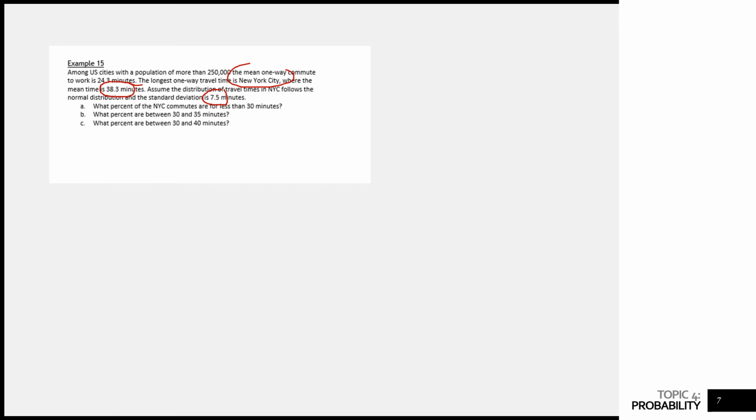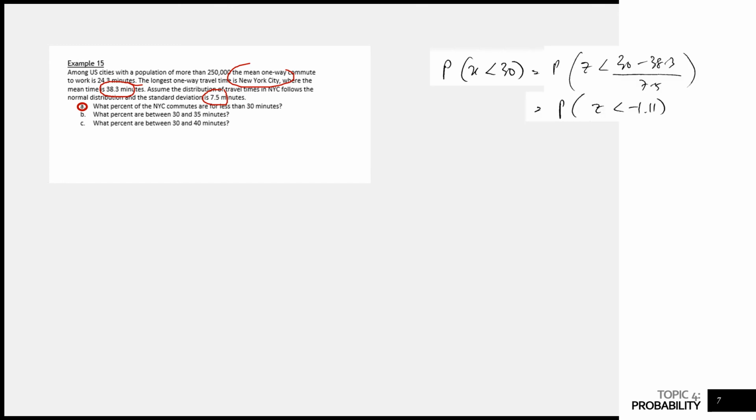Let's look at question A. What percent of the New York City commutes are less than 30 minutes? So let's write the question first. Less than 30. Next step is to standardize 30. So 30 minus the mean, which is 38.3, over standard deviation. Now you get the Z, which is negative 1.11.